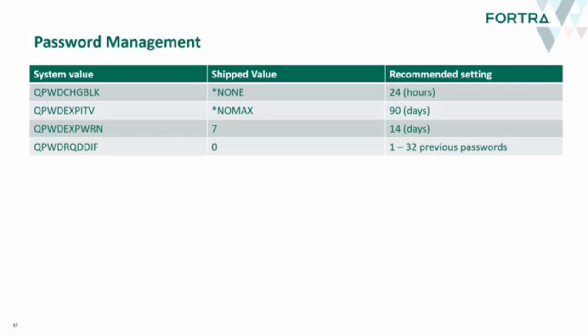And then warning them when that password is about to expire. That shipped value is 7. We recommend giving them 2 weeks of warning. And then requiring them to actually set the password to a different password. So if you have all these other values set up and you leave the password required to be different at 0, which is the shipped value, I can set my password right back to the exact same value and the system will count that as a changed password and I can go on my merry way.